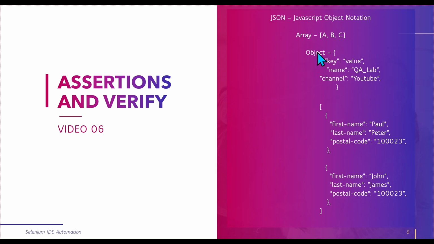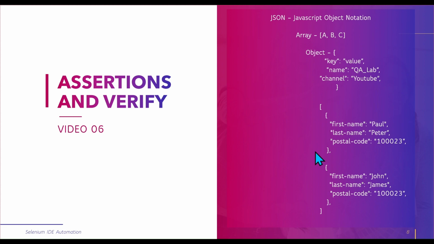While objects store data in key value pairs, and each pair is separated by comma. Both key and value are wrapped in double quotes separated by a colon. So the first item is the key, the second is the value. And to get the value, you make reference to your key. So here, the key is name. So if I want to get the value, QA lab, I will make reference to this name to get QA lab. Same applies for this key channel and YouTube.